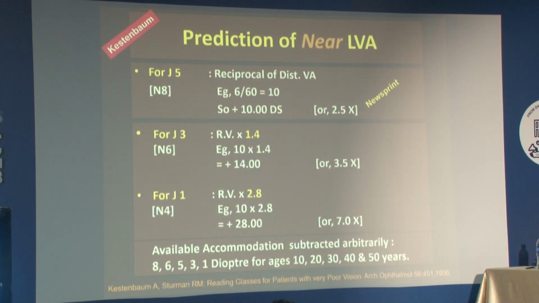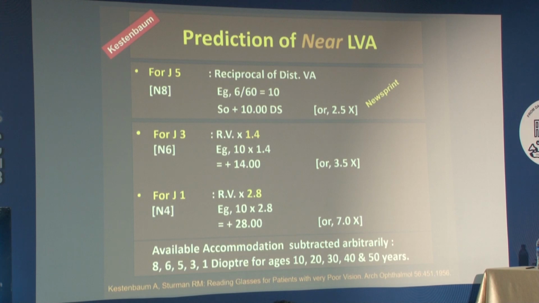Now you can also predict what kind of near device a person will require. And this was beautifully described by Dr. Kestenbaum in the late 1950s. And the rule is very simple. If the patient wants to read a newspaper, which is about N8 vision, then you take the reciprocal of his distant visual acuity. For example, if the patient has distant acuity of 6/60, then you take a reciprocal of it, which is 60 by 6, which is 10. So you prescribe a 10 diopter sphere for near correction, which is about 2.5x.